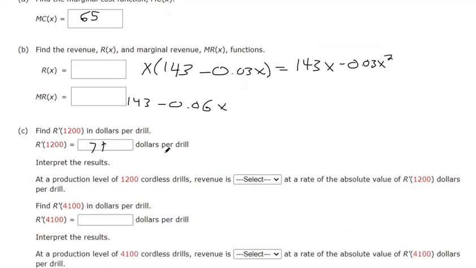And then at a production level of 1,200 cordless drills, the revenue is, this is probably a drop down that says increasing. That's the one you'd want to choose because the derivative is positive. That means the revenue is going up.